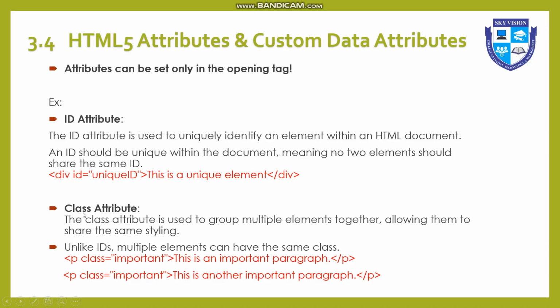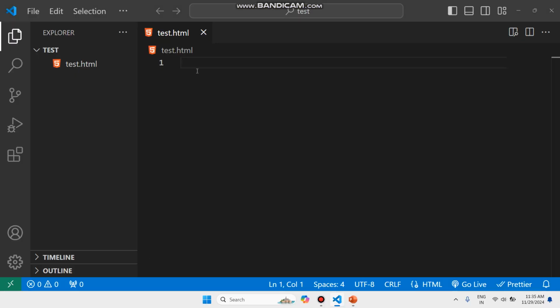After that we have the class attribute. Class attribute means, suppose I have some elements and I want to identify those elements group-wise, so we can use the class. Okay, now without wasting time, let's go to the practical.